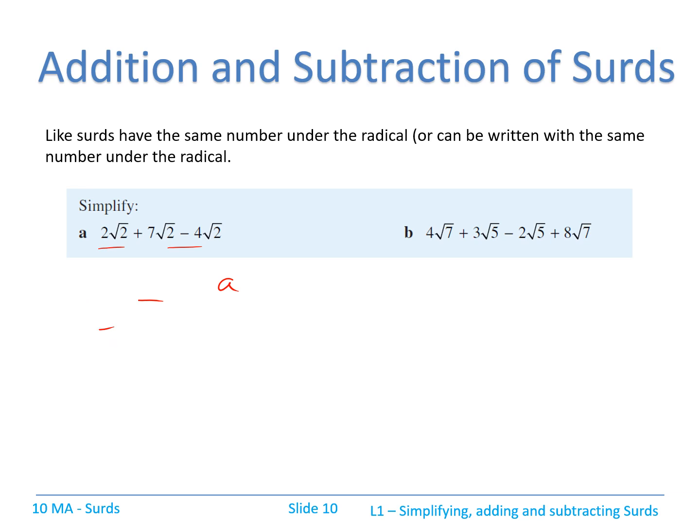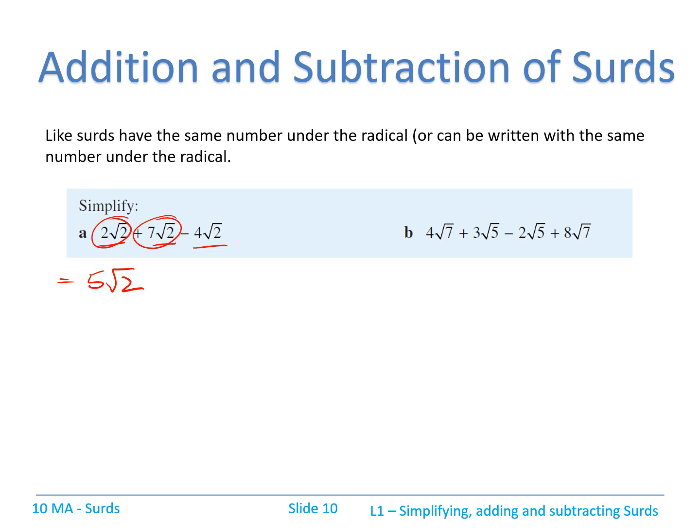Well, surds are similar in that we have like surds, like we have like terms. Here, these are like surds because they've got the same thing under the square root, so I can just add them together. I've got 2 groups of root 2, and I add 7 groups of root 2. That gives me 9 groups of root 2. Subtract 4 groups of root 2. I have 5 groups of root 2. You can only add them when they have the same thing under the square root. Otherwise, they can't be added together.